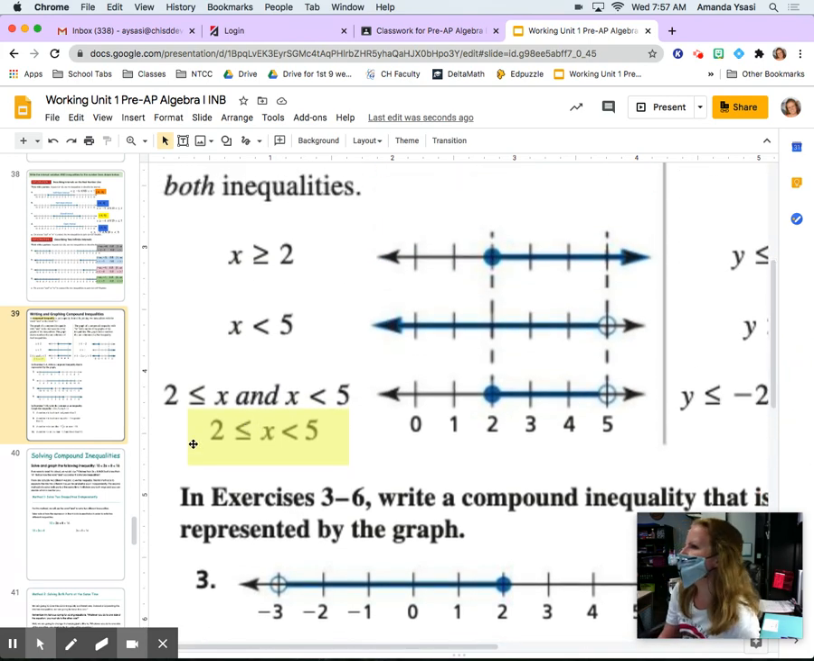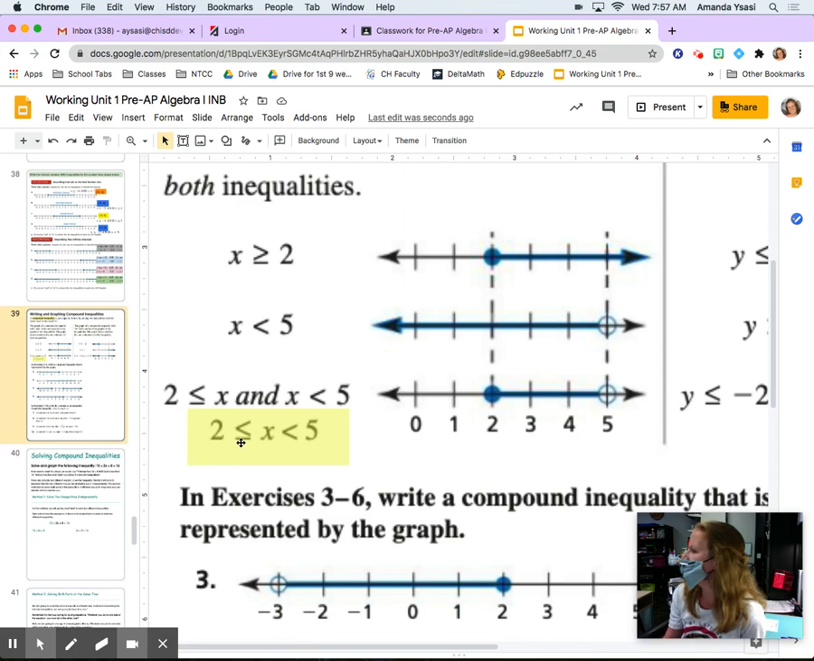Okay, so this is a compound inequality. We can write it two ways. We can write the two inequalities, this and this, or we can put them together. So see how x is in the middle? x is somewhere between 2 and 5. So we put x in the middle, and then we put 2 and 5 here.